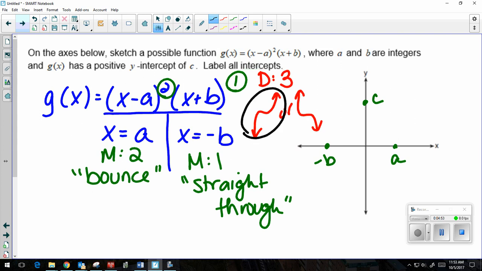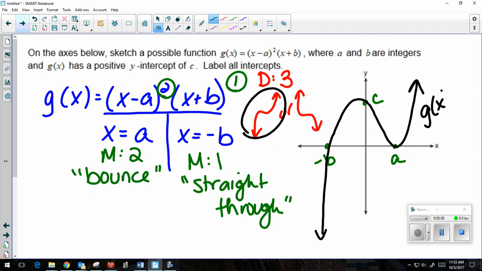And you got to do the bounce where it's needed. So I'm going to go straight through the negative b, I have to hit my y-intercept, and then I have to bounce off the axis at a. And then I'm going to label it with g of x. So that's how we sketch polynomials with variables.